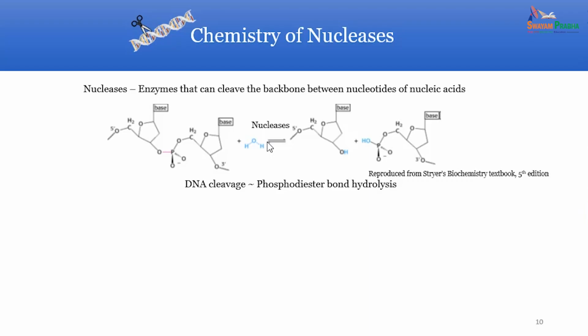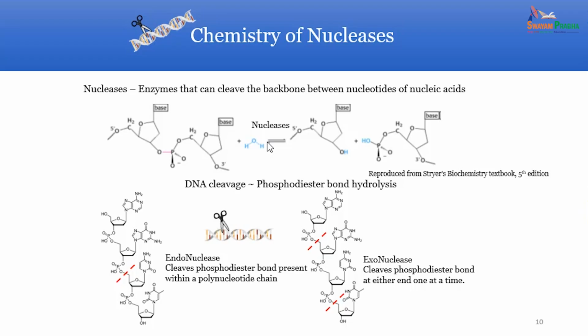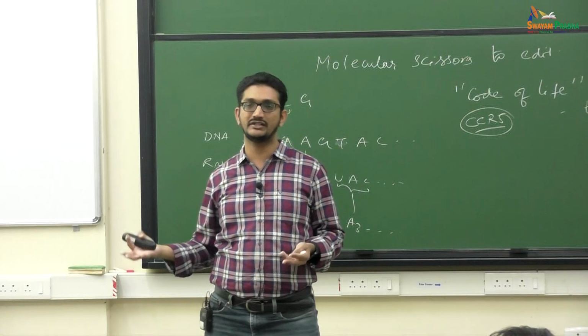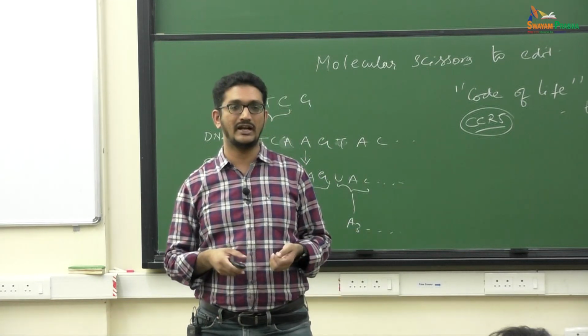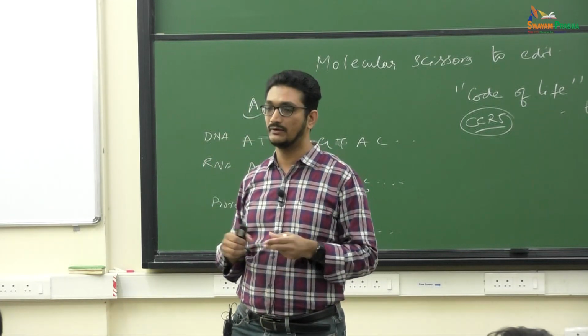So this is your nucleotide. That will do a hydrolysis reaction on the nucleotide, and this will break this phosphodiester bond and give you two different fragments. Now these nucleases can be of two types. One is called endonucleases, the other is called exonucleases. So what do you think is the difference between endonucleases and exonucleases?